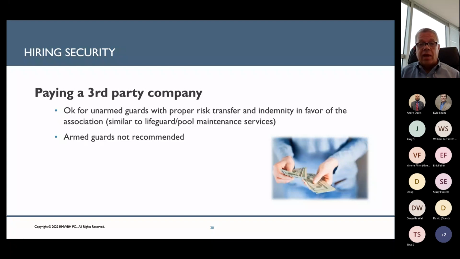So a lot of times that can rule out these small mom and pop type vendors, but it's just that the exposure for an association, the risk is not worth the reward on a lot of those types of vendors.